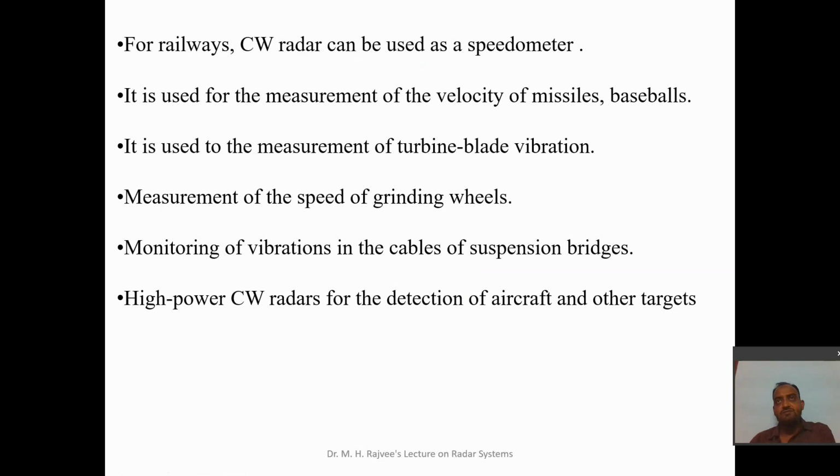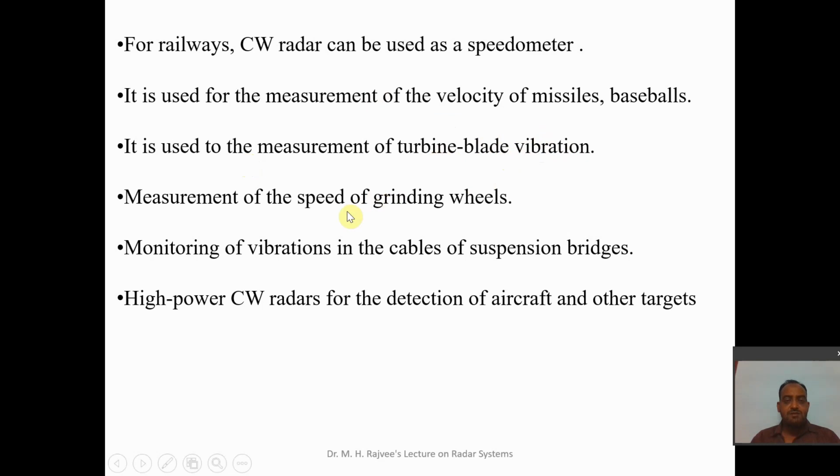Just now we have talked about a rocket's velocity and climb rate. Now this is the measurement of velocity of missiles and baseballs. It is used for the measurement of turbine blade vibration. If a turbine is rotating at a very high RPM and its blades are vibrating, manually we cannot measure the vibration. Using radar, we can do that very easily.